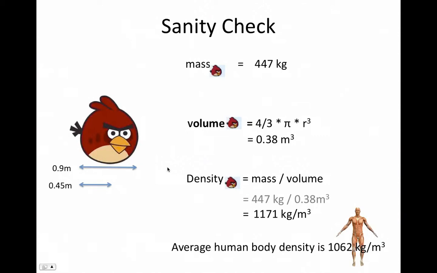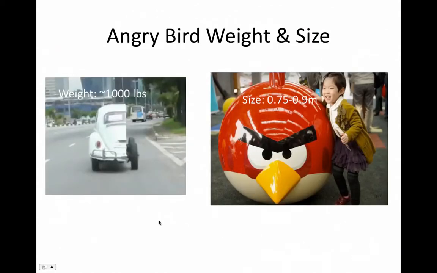Okay, it turns out that average human body density is 1,062 kilograms per meters cubed. So actually the density of an angry bird is very similar to the density of a human body. So it's just this really big mass of flesh and blood. It's not like a big concrete ball. It's just a big spherical blob of flesh. Okay. In conclusion, an angry bird weighs about half a ton, 1,000 pounds, and its size is about 0.75 to 0.9 meters.